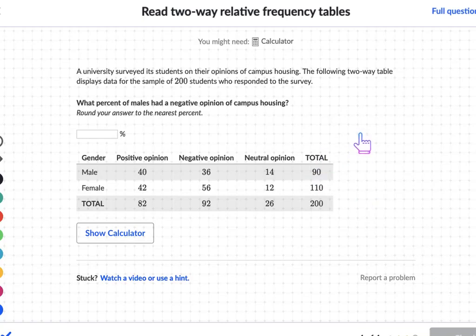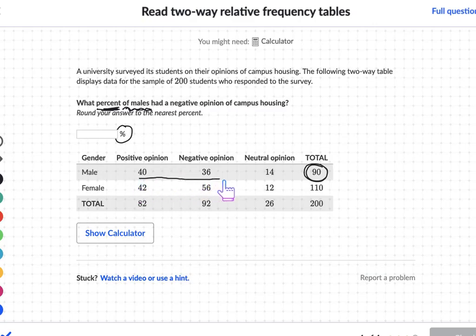Same table. But in this question, they want to know what percent of males, so percent, out of all the males, had a negative opinion of campus housing. Pause the video and try it on your own. All right, so we do want our answer as a percent, and it's going to be out of all the males. So we want to look at the total of all the males. What percentage of males had a negative opinion of campus housing?